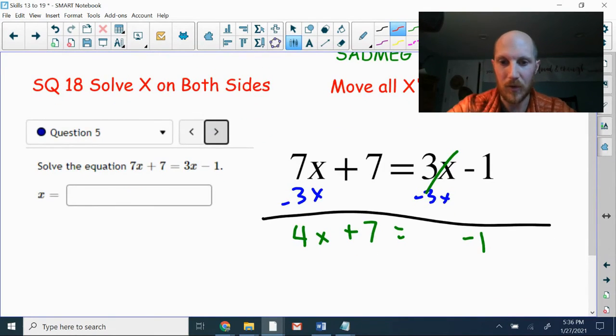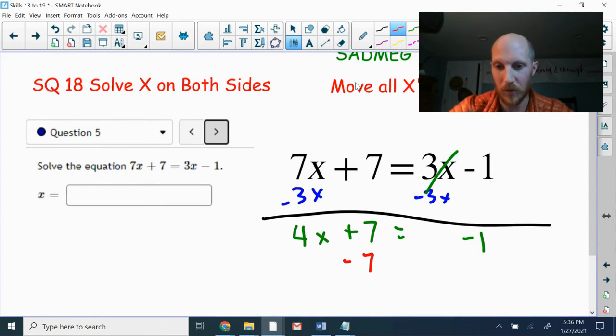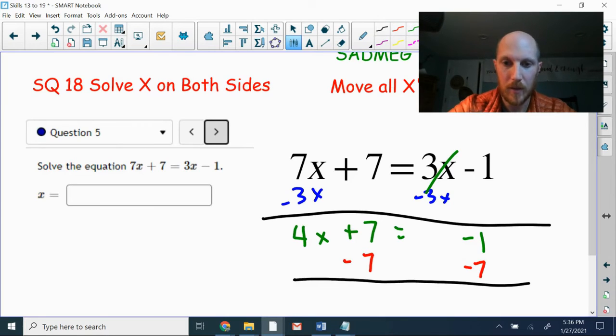Next step, trying to get this x by itself. So I'll have to subtract the 7. My order of operations up here, SADMEG, says I got to subtract before dividing. So I will have to divide that 4 eventually, but subtraction happens first. Subtract 7 on the other side of the equal sign to keep this all balanced. These 7's are going to cancel. That 4x comes down. The 7's are gone. The equal sign's still here. Negative 1 minus 7 is going to be negative 8.